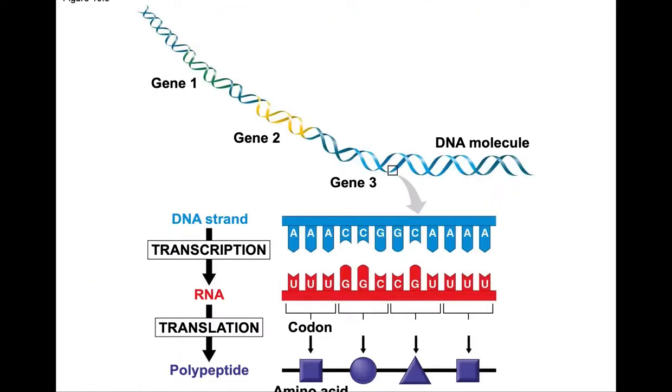Now this is page 177. From the top here, we see different genes: a green one, a yellow one, and a blue one. These are different pieces of genes, and you already know the definition of a gene. A gene is a sequence of DNA that codes for a specific protein.